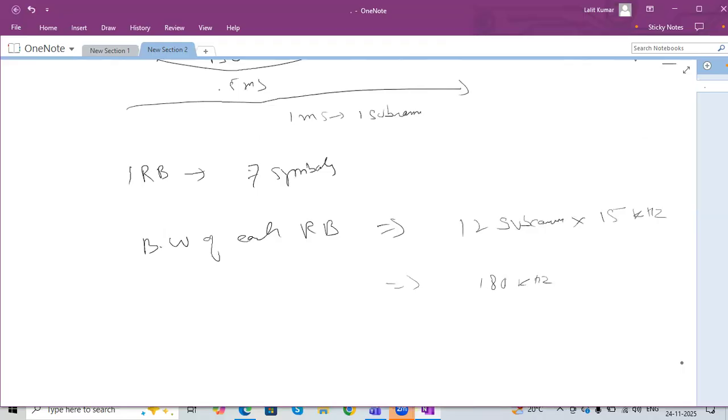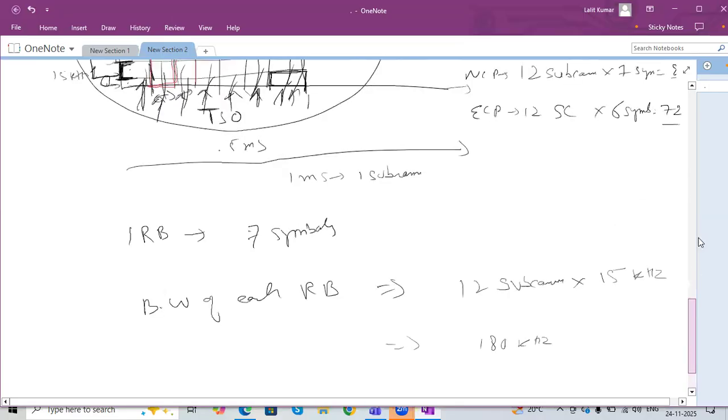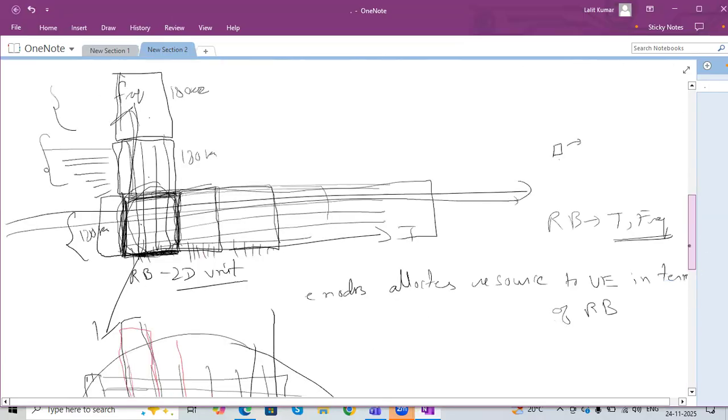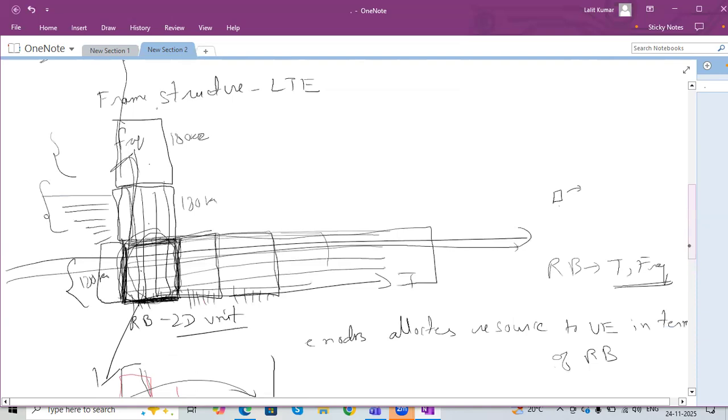So, one subframe. One resource block will be till this much, which means 0.5 millisecond. But if I consider till 1 millisecond, that will be one subframe.